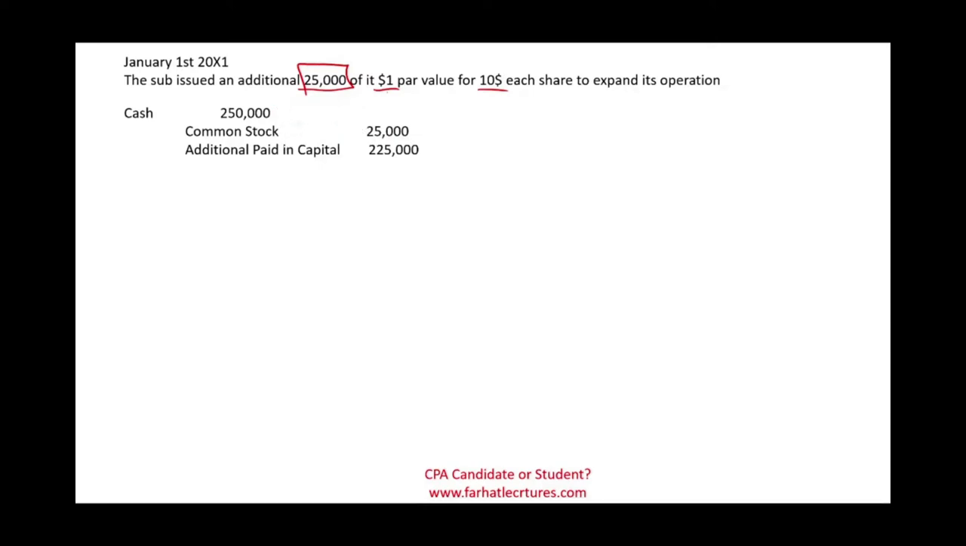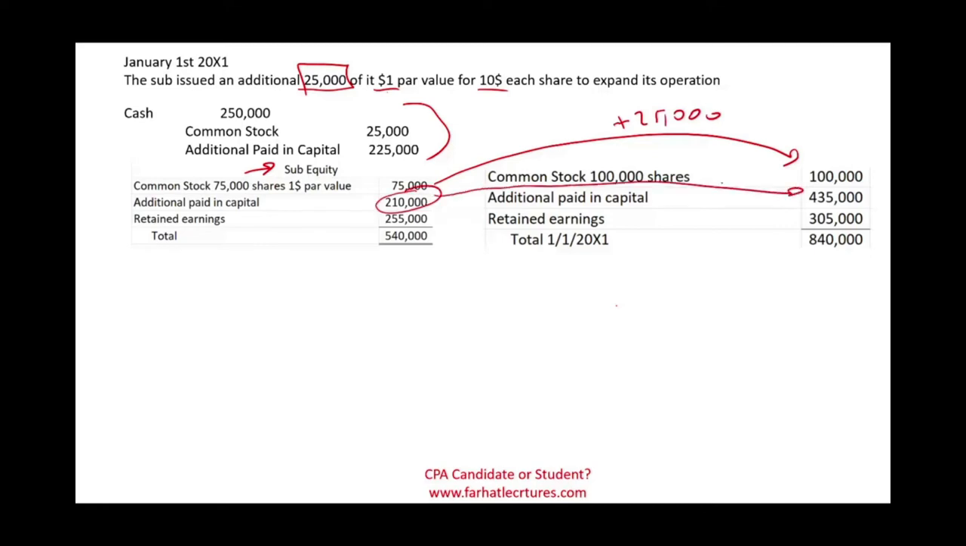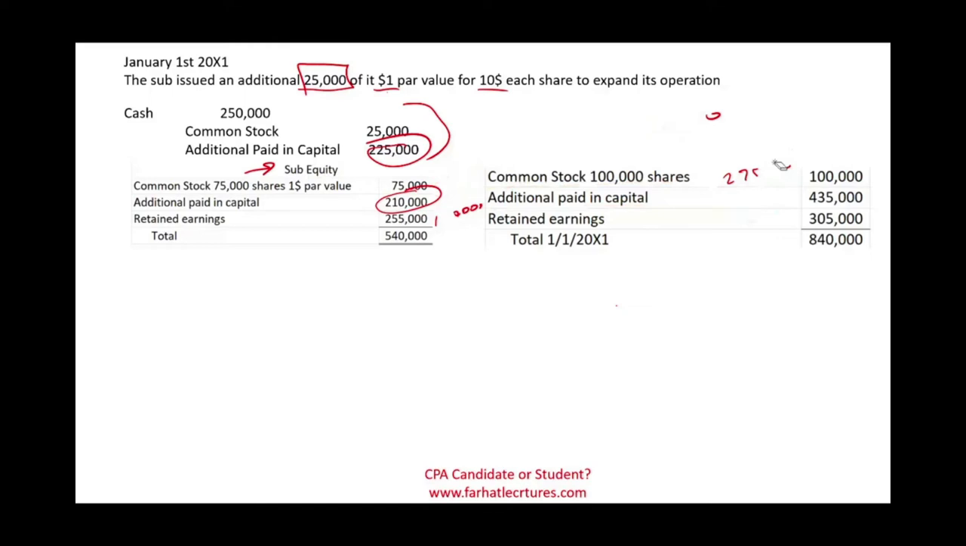So I showed you the entry because I want to show you the sub equity before the issuance of stock and the sub equity after. After we issue the stock, the common stock went up by 25,000. This account went up by 225,000, which is right here, and retained earnings. Remember, the sub had 50,000 in net income, went from 255 to 305. This is the sub books. So notice there was change in the sub book value.